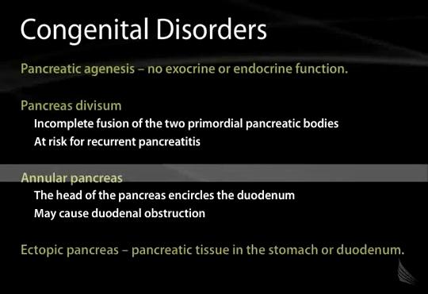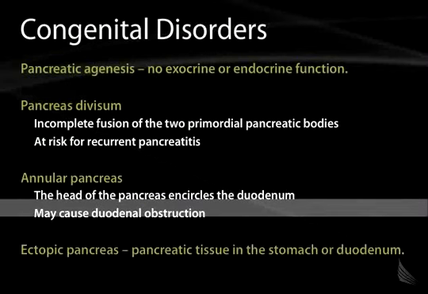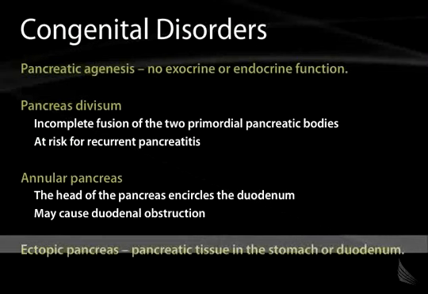Annular pancreas is also very rare, in which the head of the pancreas encircles the duodenum. This may cause duodenal obstruction later in life. Ectopic pancreas, in which pancreatic tissue exists in the stomach or the duodenum, is relatively common but a very benign condition.